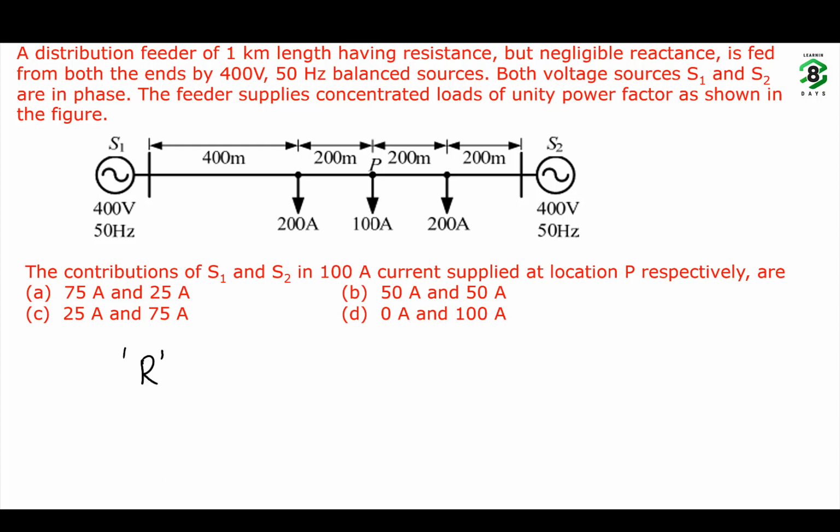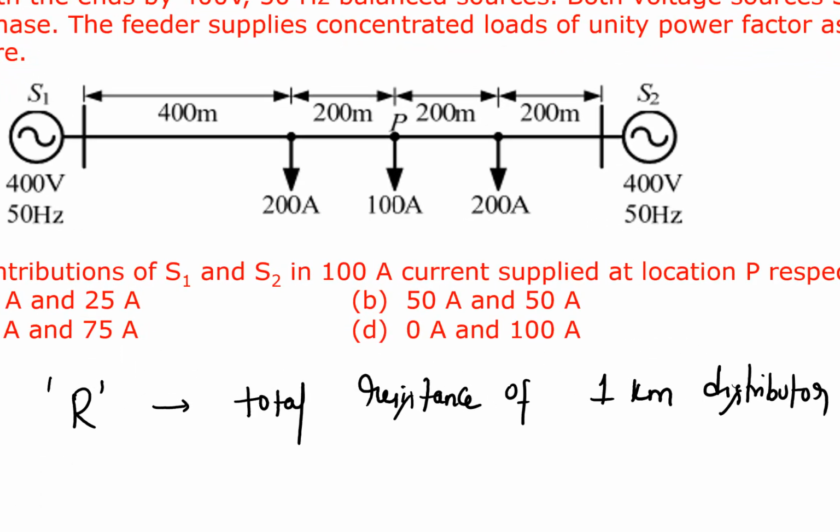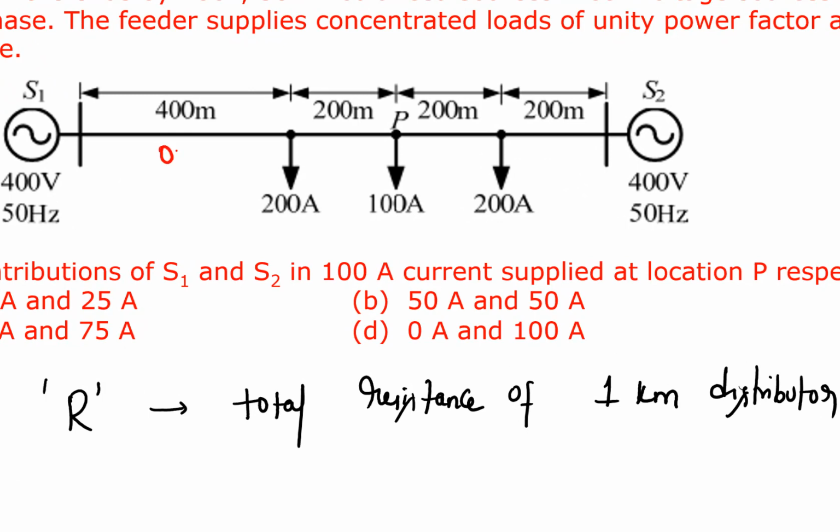Let capital R be the total resistance of 1 kilometer distributor. Now, what will be the resistances of these individual branches? This will become 0.4 R because it is 400 meter. This will become 0.2 R, this will become 0.2 R and this will become 0.2 R. There is no reactance.